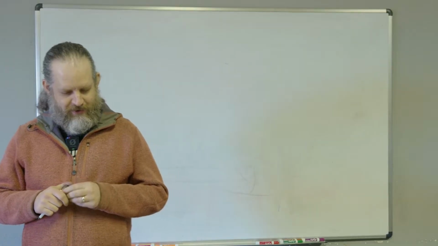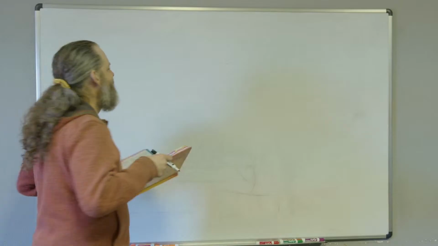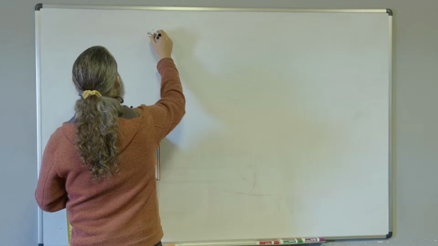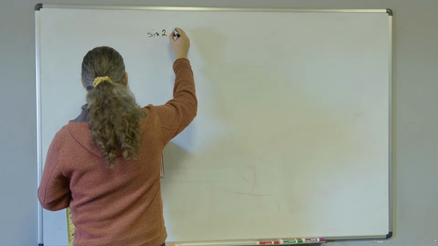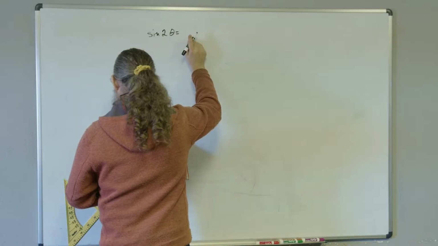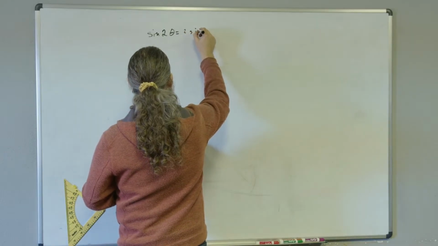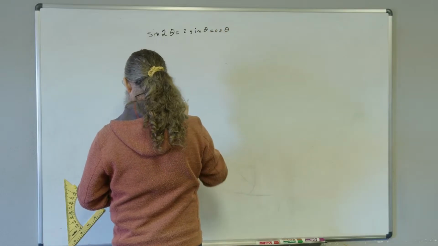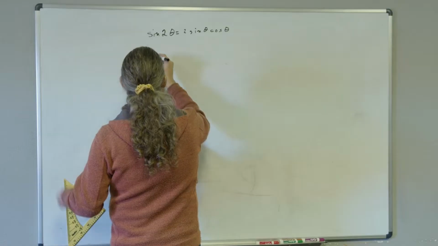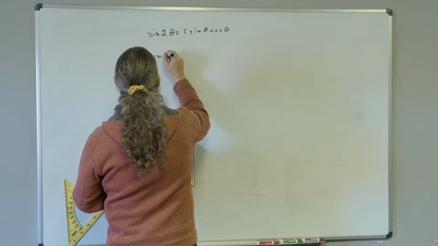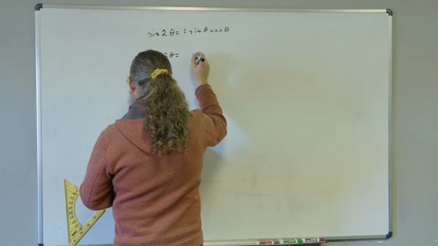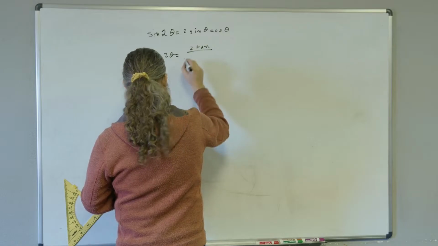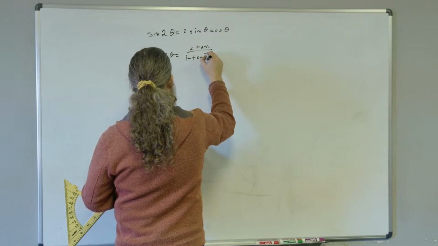All the single angles? All the single angles. The sine of 2 theta equals 2 times the sine of theta times the cosine of theta. The tangent of 2 theta equals 2 times the tangent of theta over 1 minus tangent squared theta.